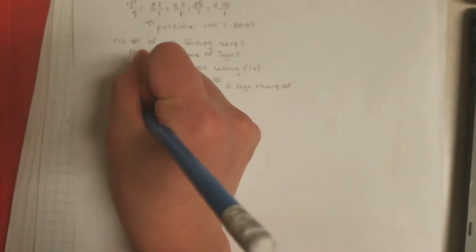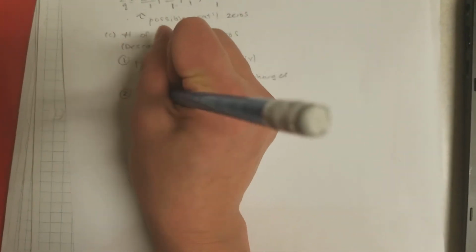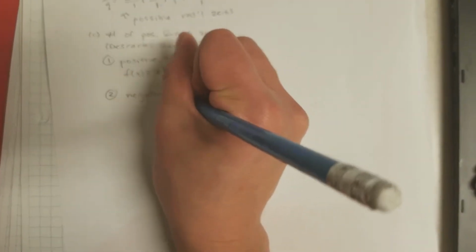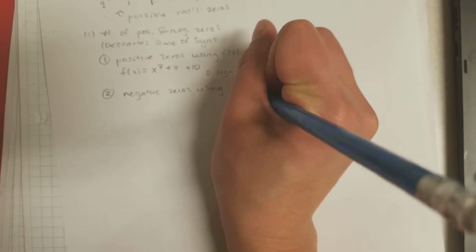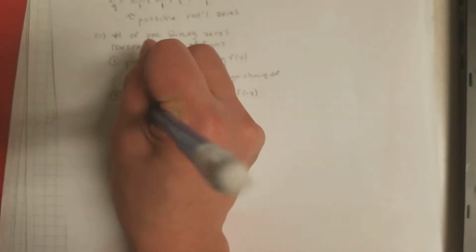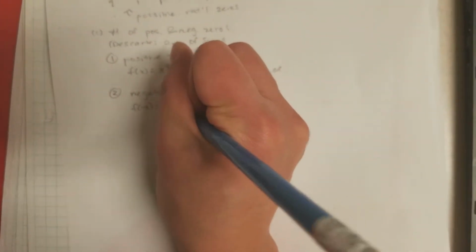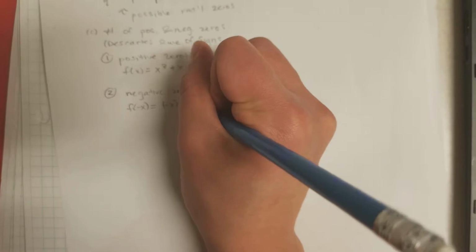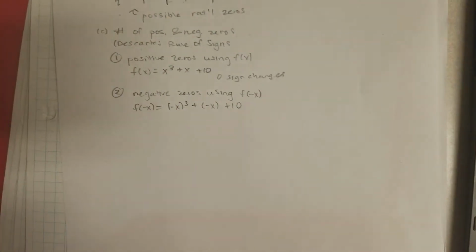Then we're going to look at the negative zeros. What time is it? I've got time. Negative zeros. And this time we're going to use f of negative x. Let's take the same function, evaluate in terms of negative x. So f of negative x is negative x to the third plus negative x plus 10.